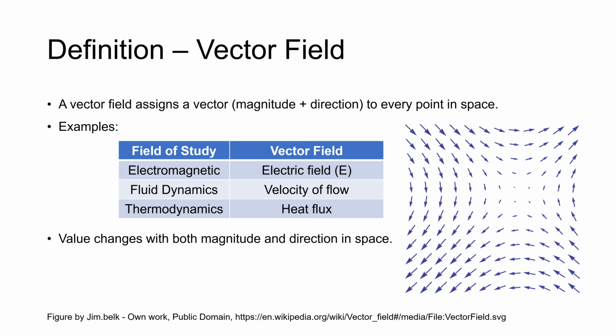On the other hand, a vector field assigns a vector, which has both magnitude and direction, to every point in space. In electromagnetics, this can be electric field or magnetic field. In fluid dynamics, this can be velocity of the flow, for example, flow of the water. In thermodynamics, the heat flux: we have the temperature, then due to the temperature difference, heat flux will flow. This will be represented as a magnitude and a direction as shown here.